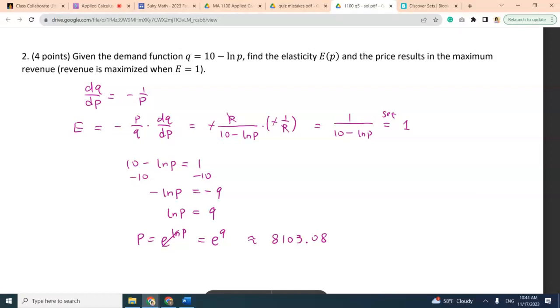How do you get rid of the ln? Apply the inverse function, which is e. So e to the ln cancels, you get P, and here it is e to the 9.